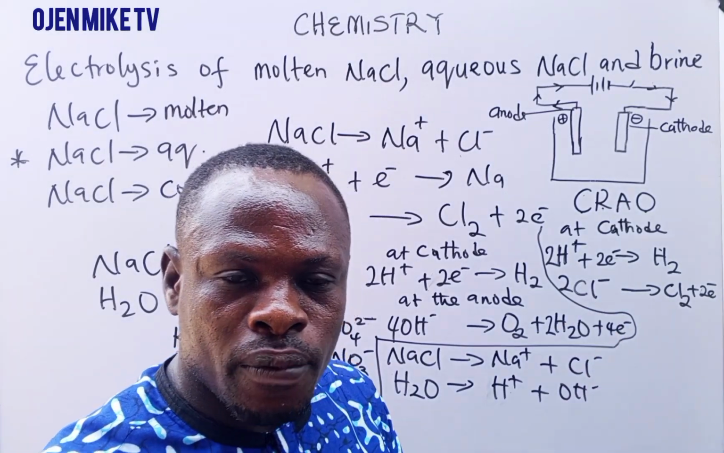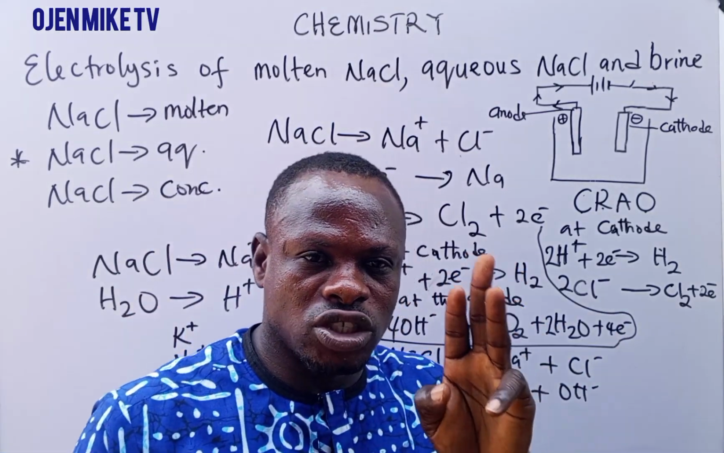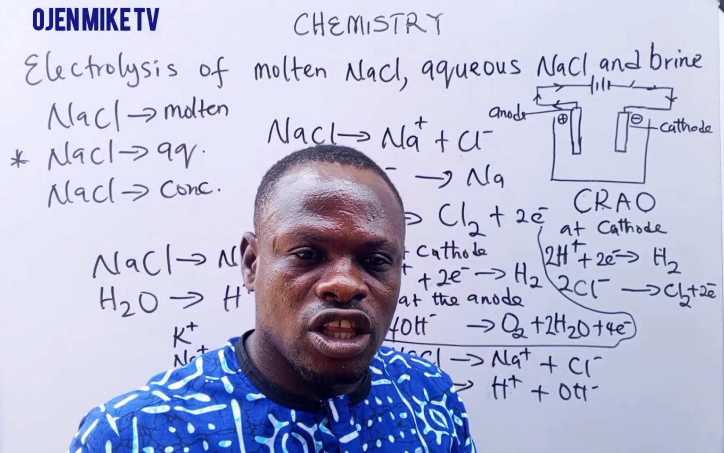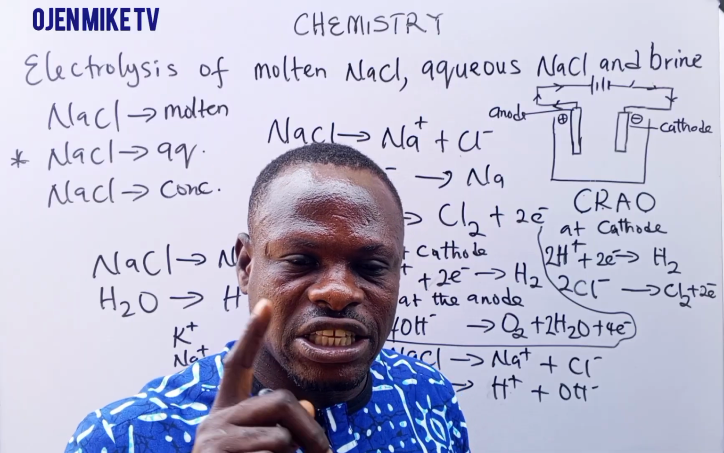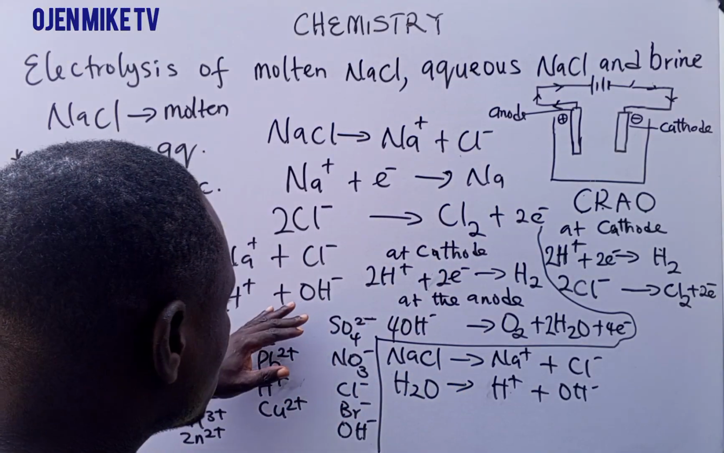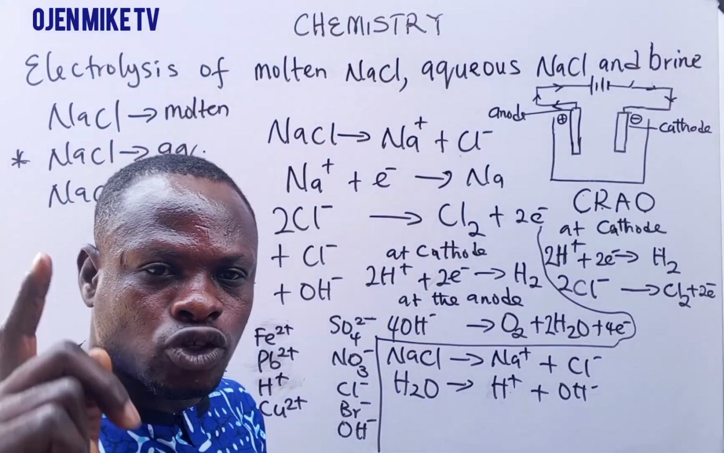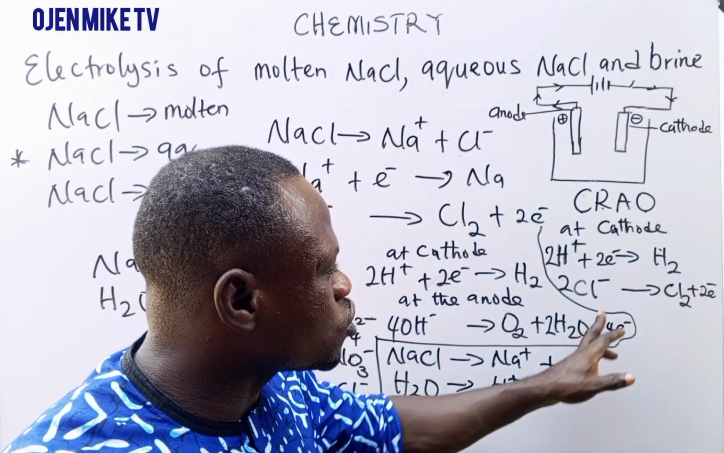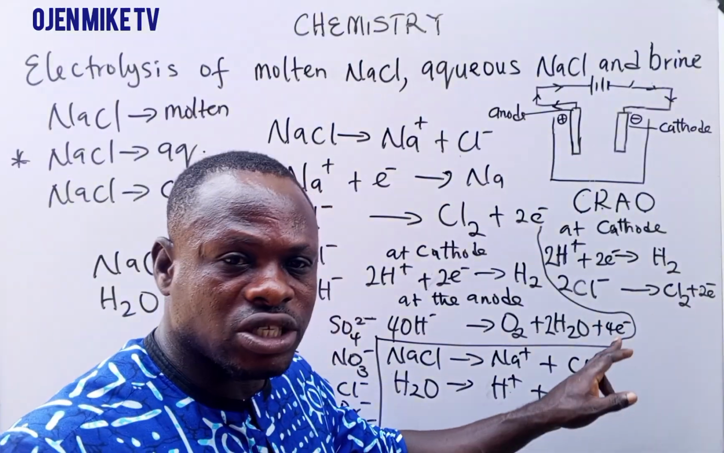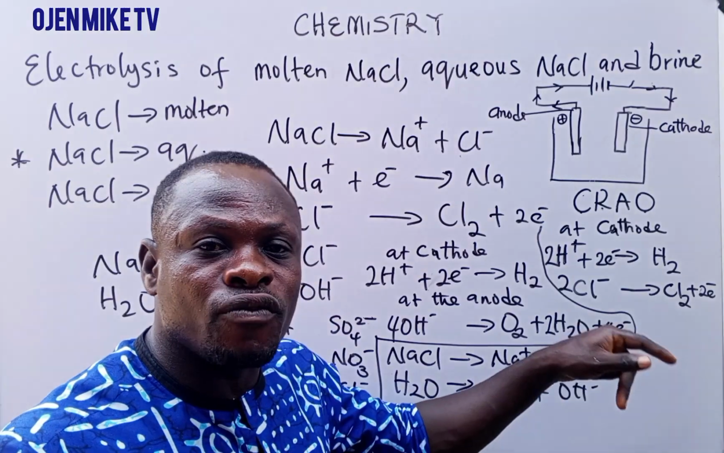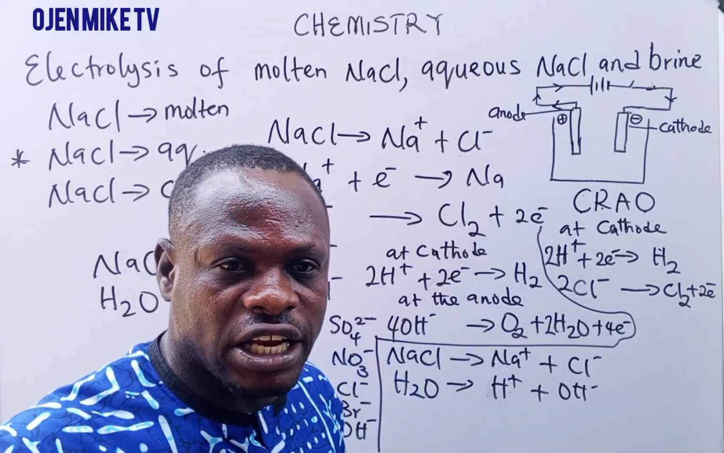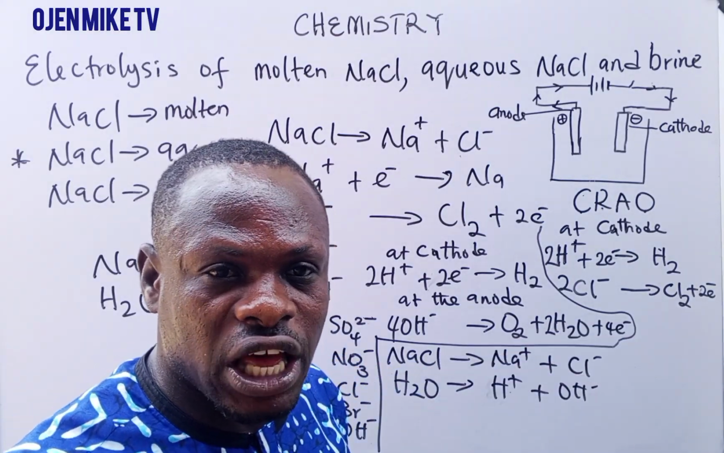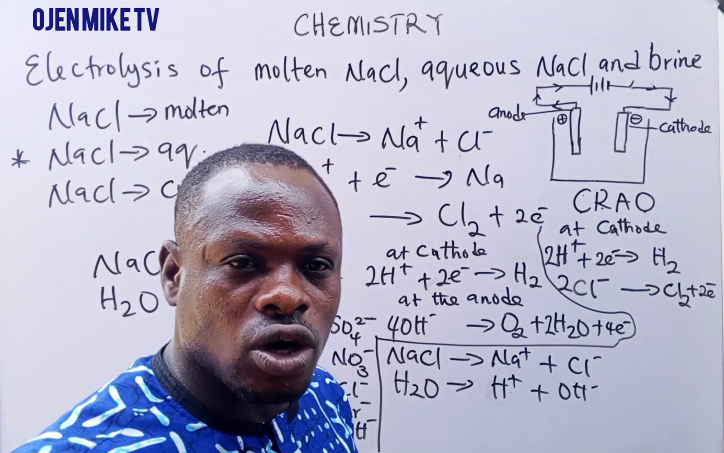Remember, I told you that there are 3 major things for you to look at. 1, the position of the ion in the reactivity series, which we have looked at here. Number 2, the concentration of the electrolyte. In the case of this one, chlorine is more concentrated, therefore chlorine will be preferred to be discharged. And the third one is the nature of the electrode.